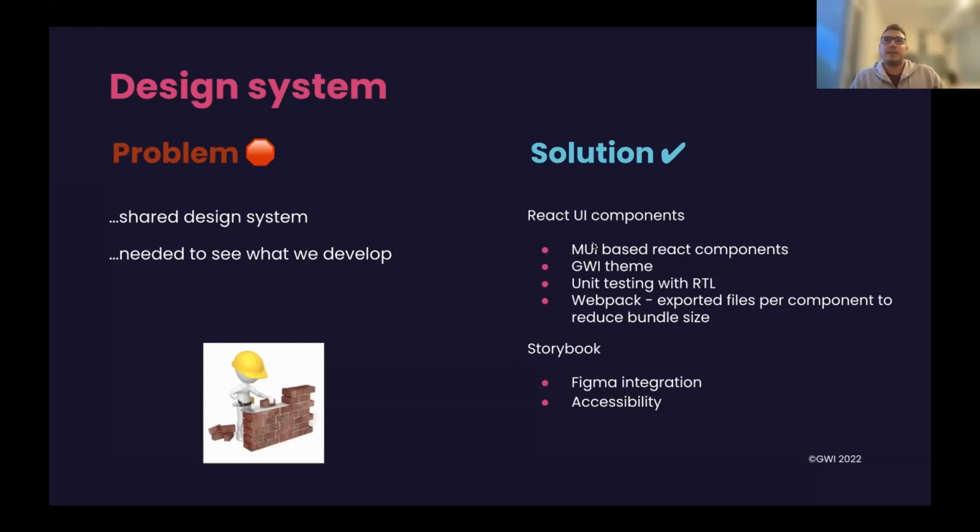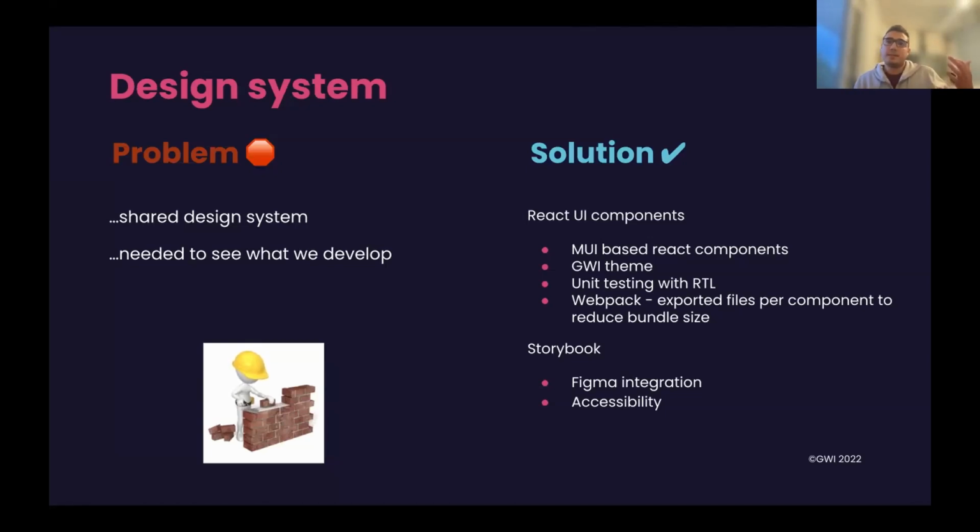I think another need that quickly rose was that we needed a shared design system. And once we developed stuff, we also needed to see what we actually developed. How did we handle that? The first thing we did was create a new repository. This repository held only the UI components shared within all the React-based micro-frontends. Those components also had the GWI theme. Those components were also unit testable using the React Testing Library, or RTL.